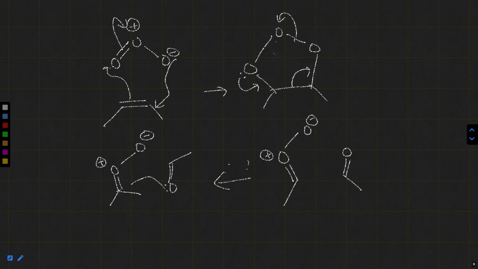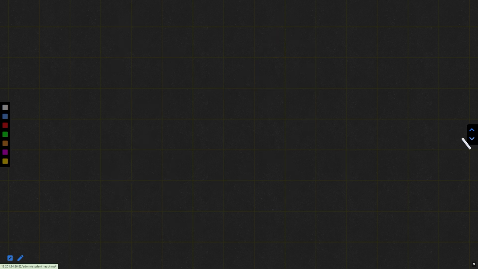So it will attack here. This will attack here and this will go here. It will result in, this will go on this oxygen. So if you follow this, you will get this kind of structure.